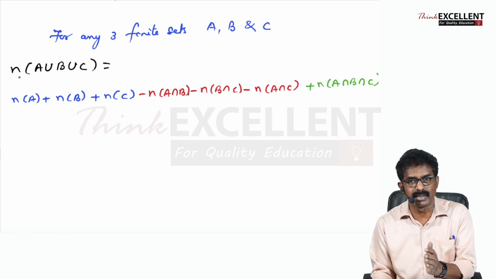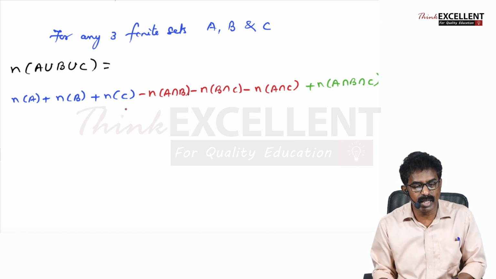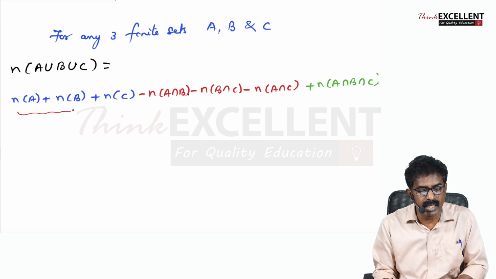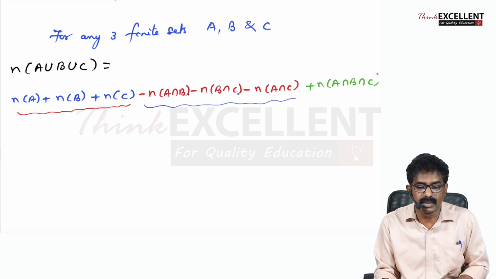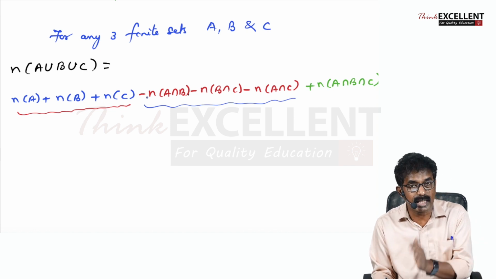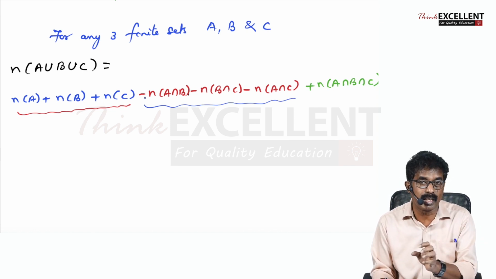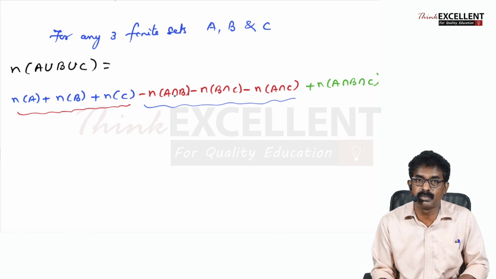So A intersection B intersection C. First take one at a time: N of A plus N of B plus N of C. One at a time, everything positive. Two at a time, everything negative: A intersection B, B intersection C, A intersection C. All the three negative. One at a time positive, now two at a time negative. So minus N of A intersection B, minus N of B intersection C, minus N of A intersection C.